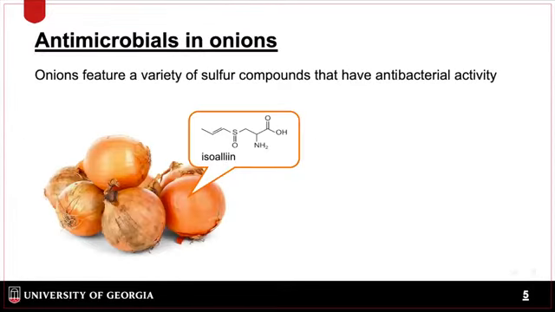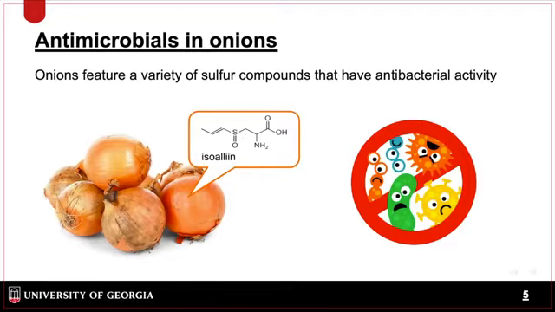The thought about onions being immune to contamination came from the natural antimicrobials that are in onions, also in garlic and other crops. Onions in particular feature a variety of sulfur-containing compounds with antibacterial, antimicrobial activity, such as the isoalliin that is present in onions. So the first thought was that these sulfur-containing compounds would suppress and prevent bacterial or microbial growth, and consequently prevent them from becoming contaminated and causing illnesses.